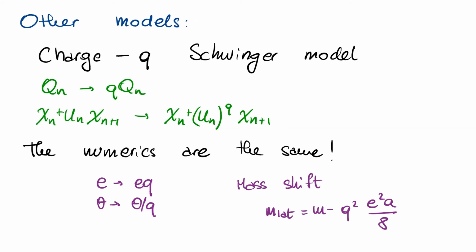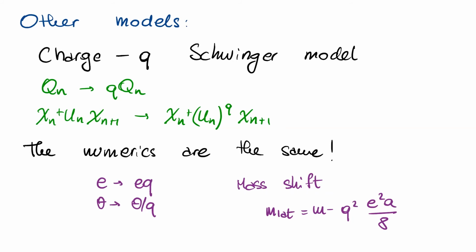So what you do actually, there's no numerics to do here. All the numerics I've done before, they translate to this. You just need to rescale some parameters. What you do at the level of the Hamiltonian is you rescale the charge by Q, of course, because your fermion has charge Q now. The hopping term, for example, looks like this.